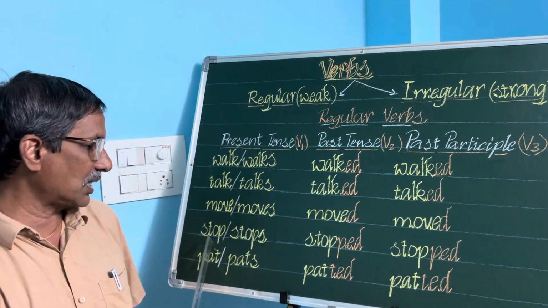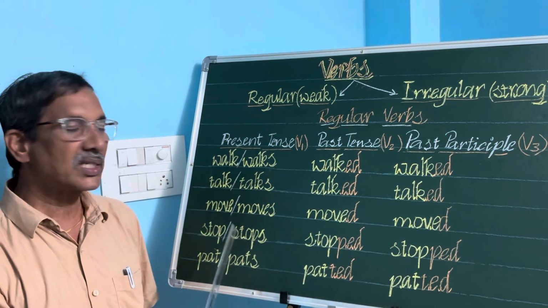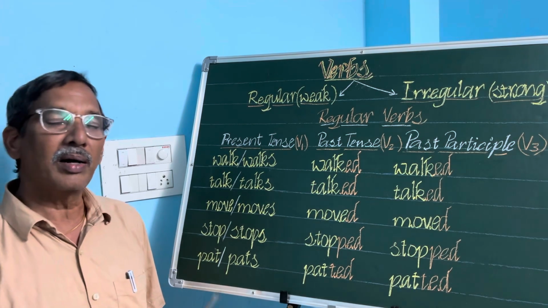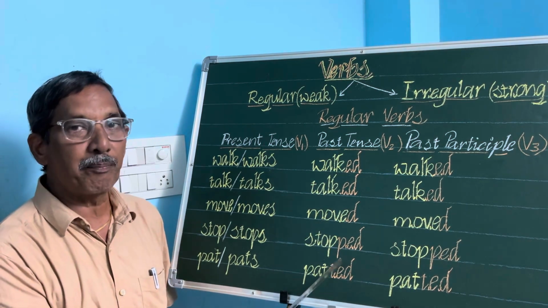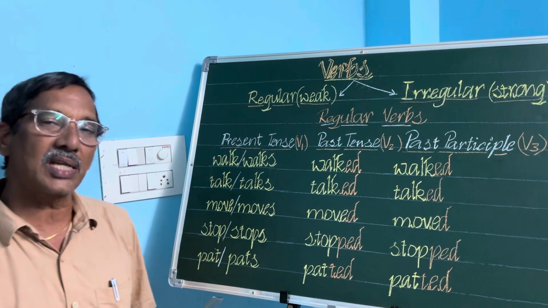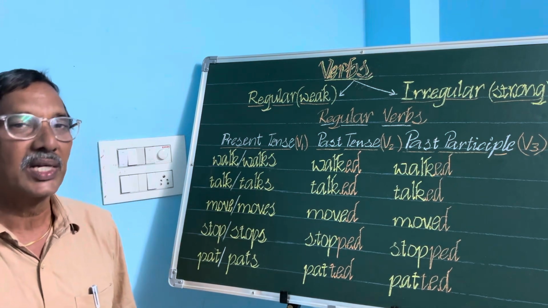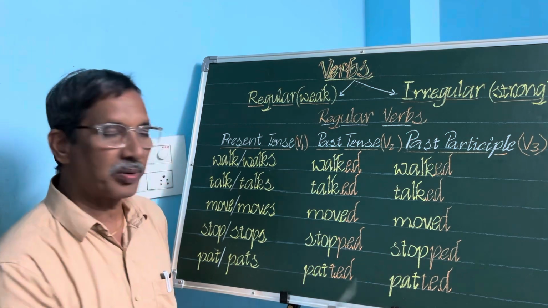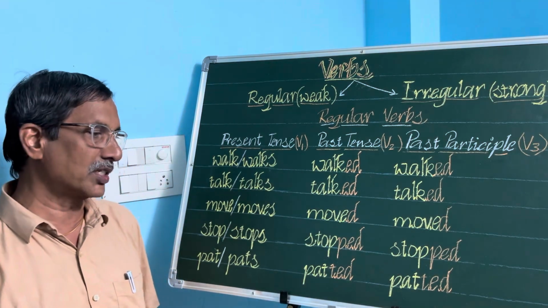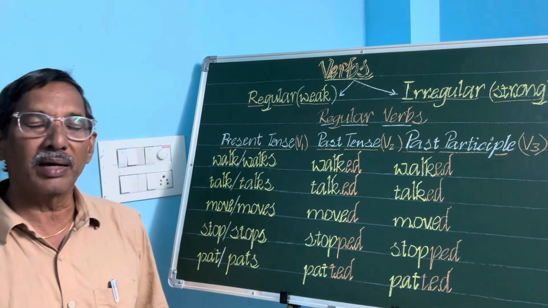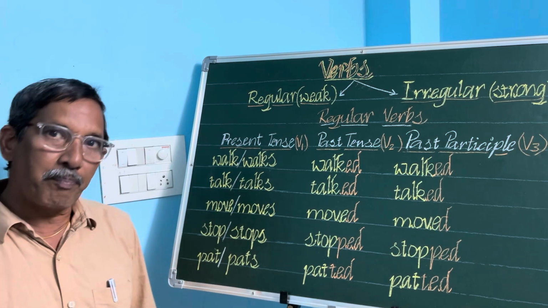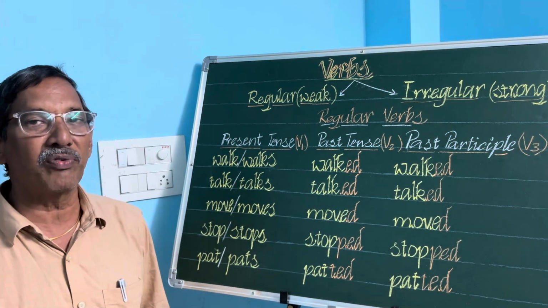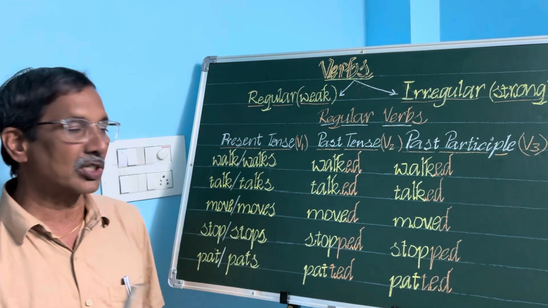Coming to the next one, stop and stops. These are present tense forms. Stopped is the past tense form. Stopped again is the past participle form, and the present participle form or V4 is stopping.